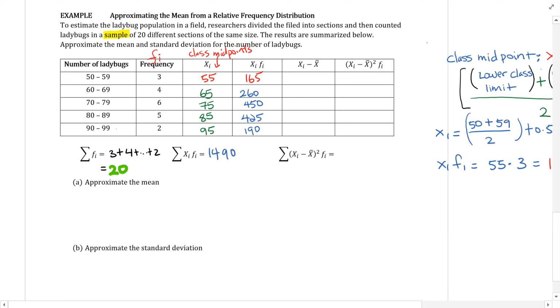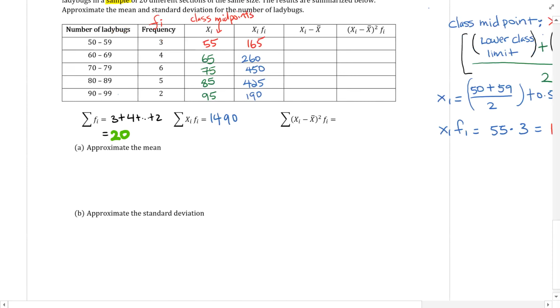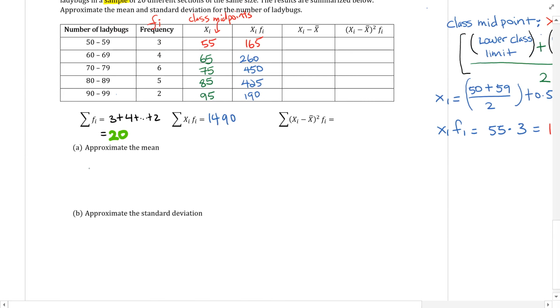Okay, and that is a summation of xi fi. Now, using that, I can find the mean. So the mean is the sample mean here. So x bar is equal to the summation of xi fi over the summation of fi.